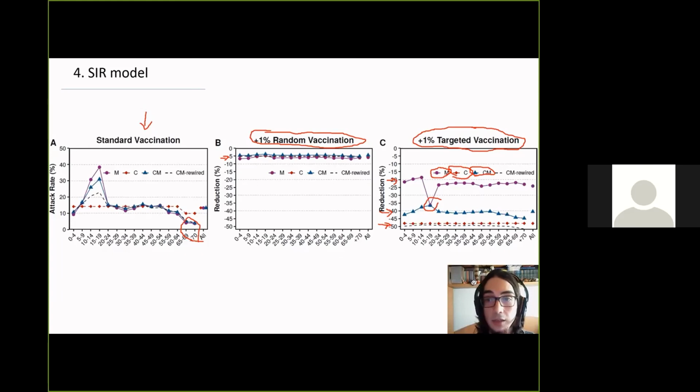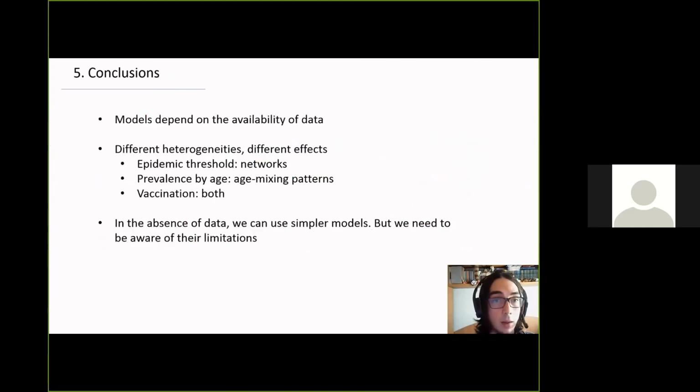We can clearly see this effect if we take the multi-layer network and rewire it. We recover the result of the simple network. So essentially, when we destroy correlations, we obtain the result of the previous network. So the conclusions: models depend on the availability of the data, and different heterogeneities produce different effects. We've seen that for the epidemic threshold it is better to work with networks. For the prevalence by age, it was the age mixing patterns. And for vaccination, it's really important to take into account both.